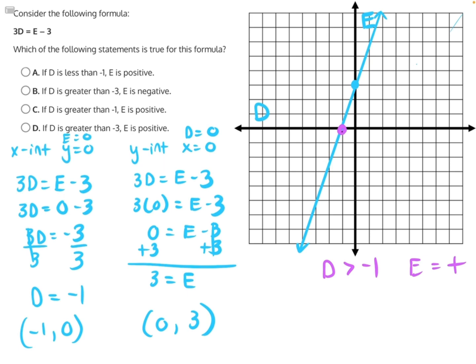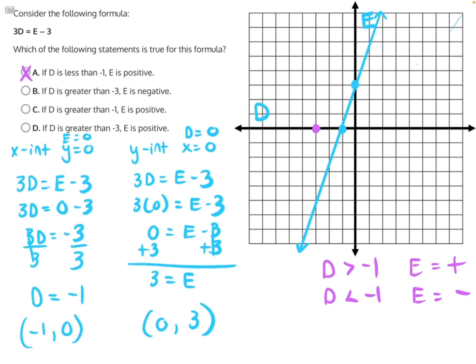And then the opposite is true. All of the values to the left of D equals negative 1 have negative y values, or E values. So when D is less than negative 1, E is always negative, and that will help us find our correct answer. If we look at answer choice A, it says if D is less than negative 1, E is positive. Well, we actually have part of that statement here. When D is less than negative 1, E should be negative, not positive. So A is incorrect.